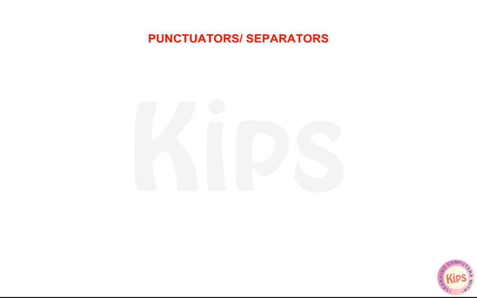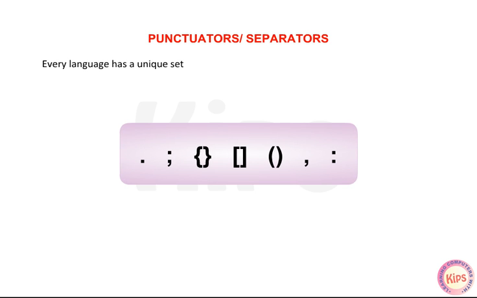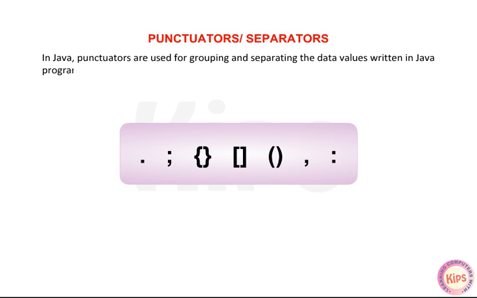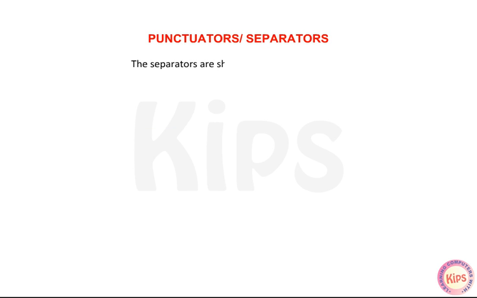Punctuators or separators. Every language has a unique set of special symbols that work as punctuators or separators. In Java, punctuators are used for grouping and separating the data values written in a Java program. The separators are shown in the following table.